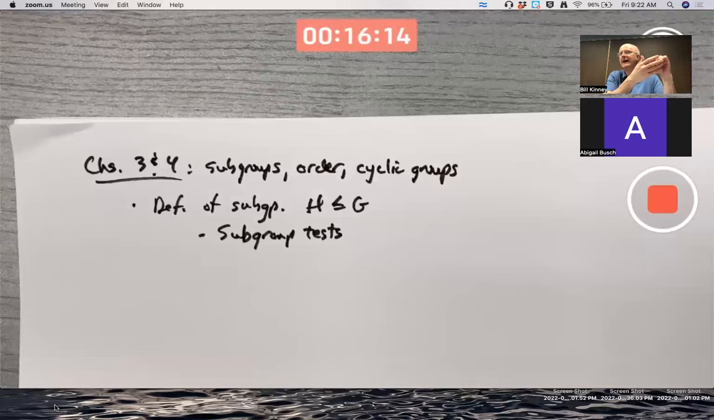You verify closure: if a and b are in H, then a times b is in H. And you verify closure under inverses: if a is in H, then a inverse is in H. Sometimes it's just easier to use the two-step subgroup test. In fact, that's usually what people prefer using.